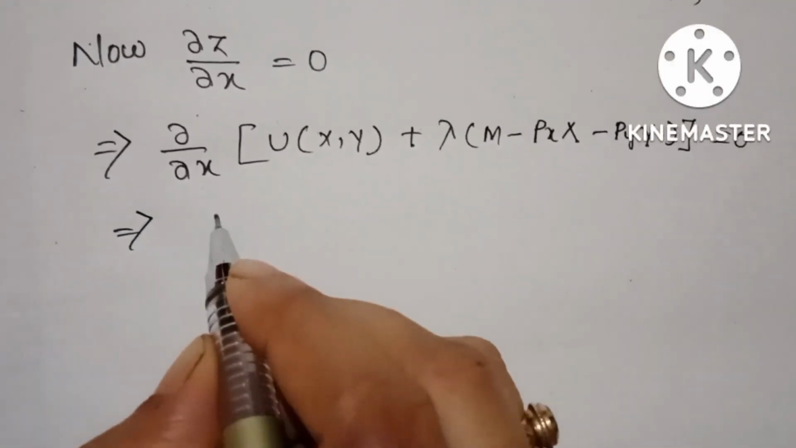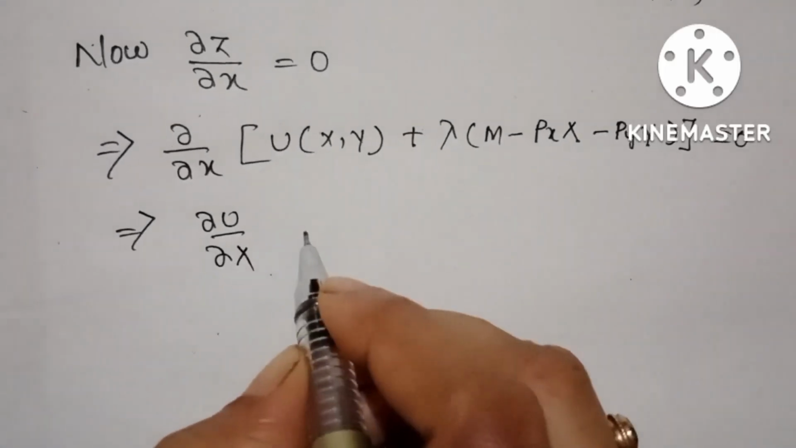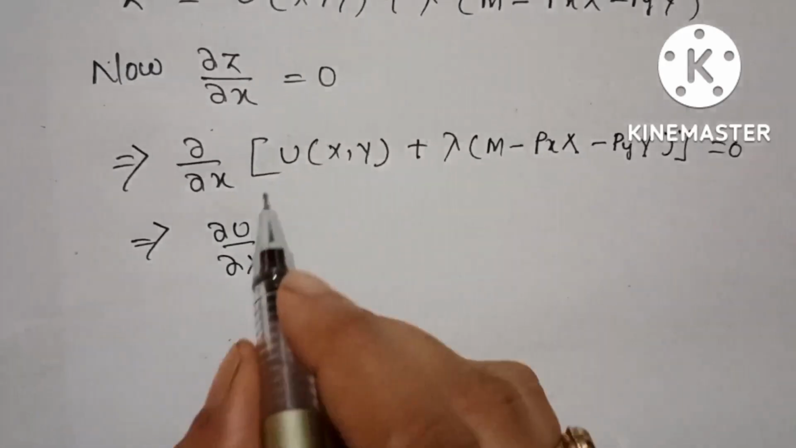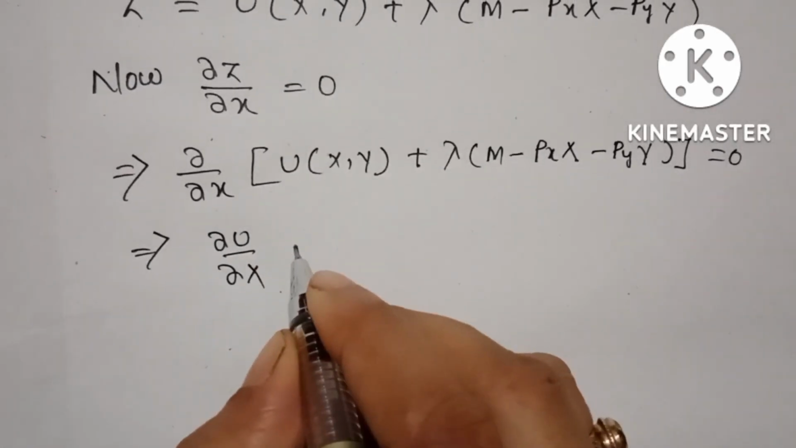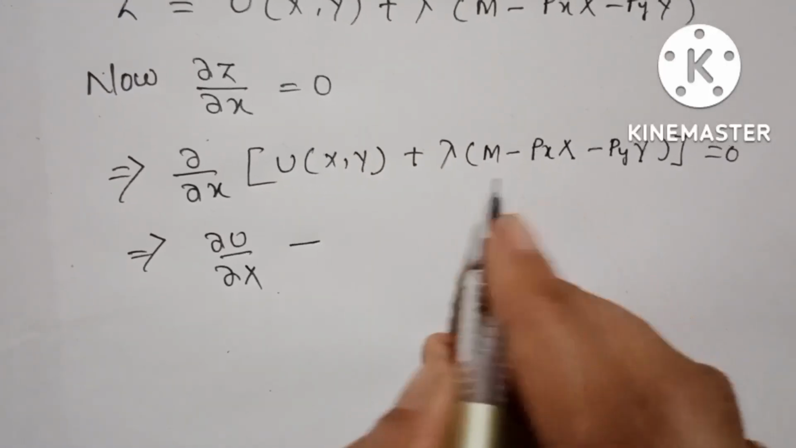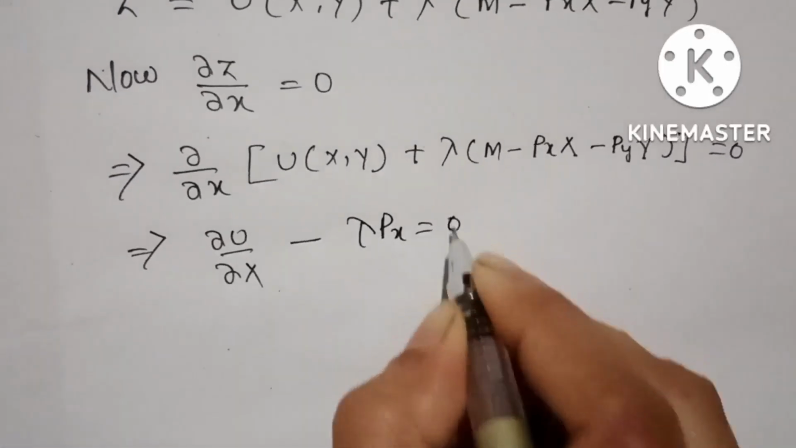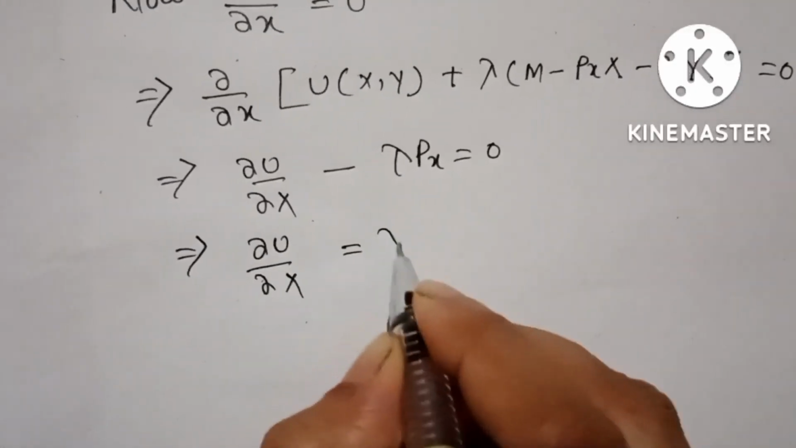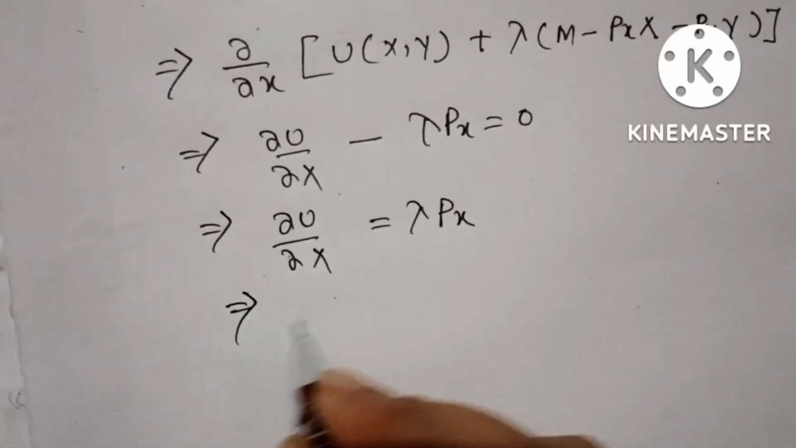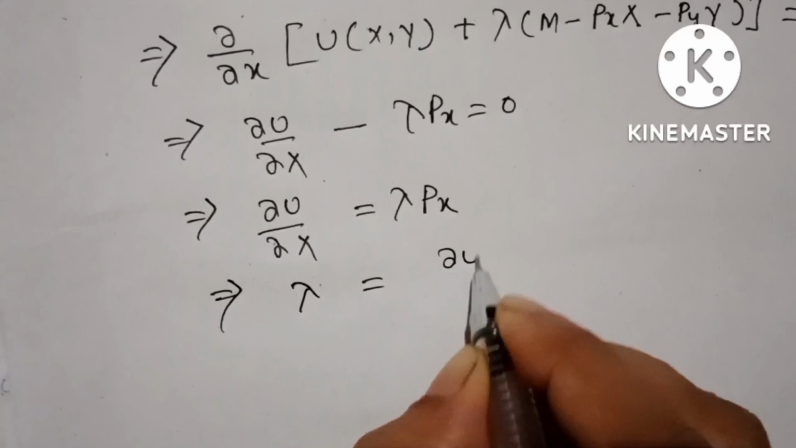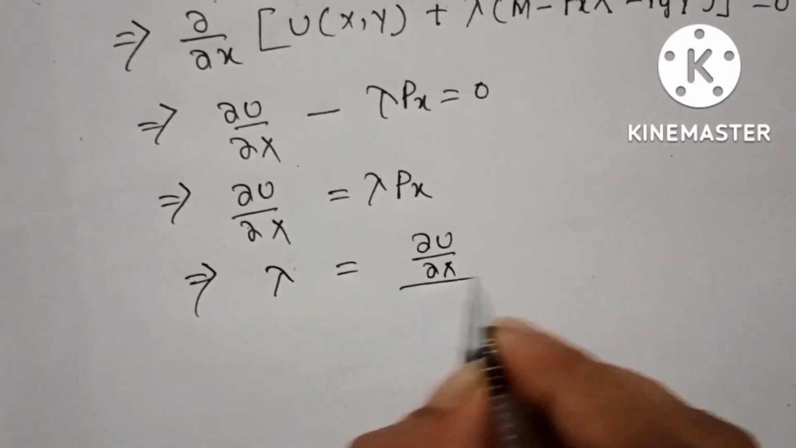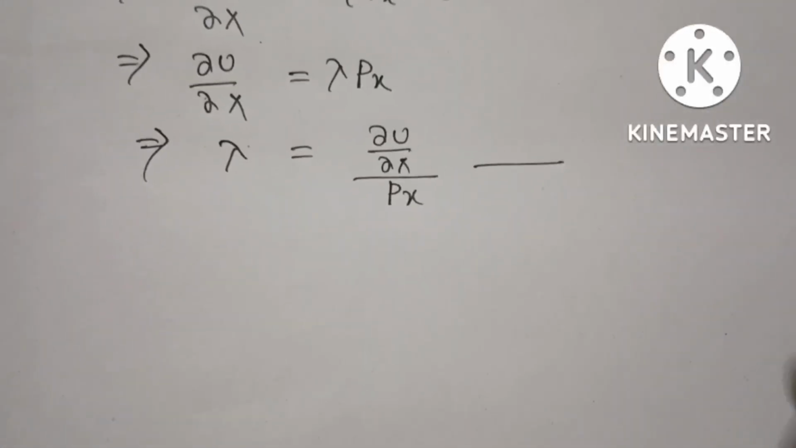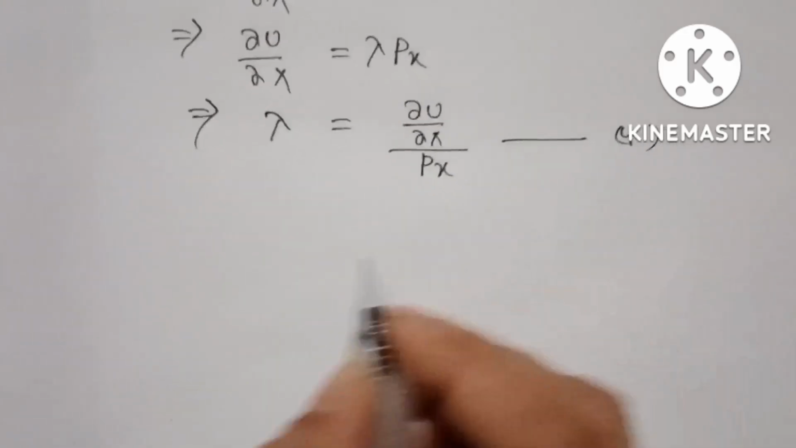So this becomes del U by del x, because we are deriving the first order partial derivative with respect to x, minus lambda Px is equal to 0. So this becomes del U by del x equal to lambda Px. So lambda is equal to del U by del x whole divided by Px. So this is your equation number 4.